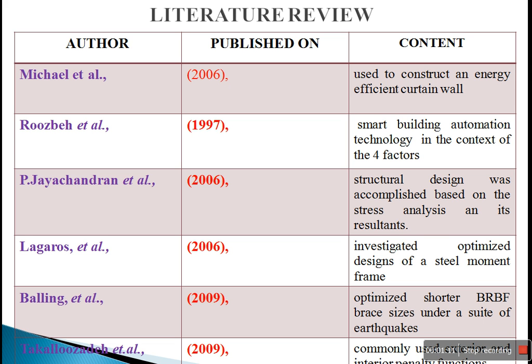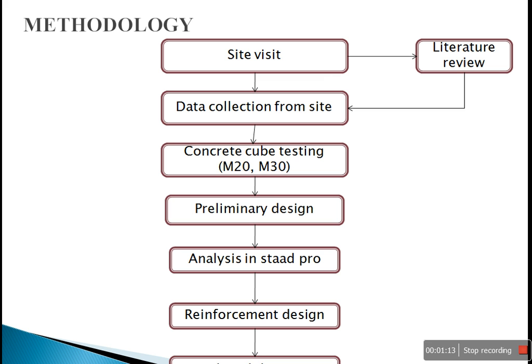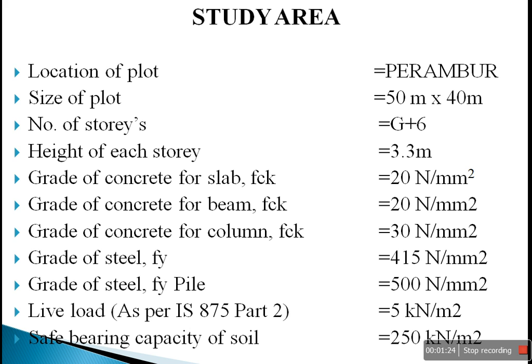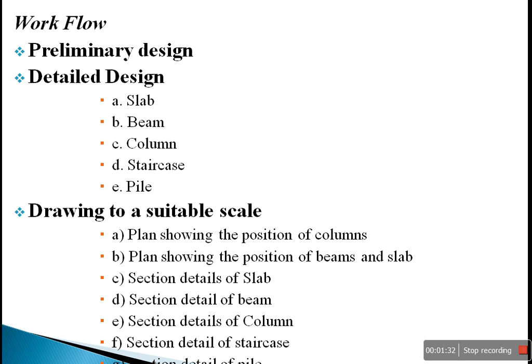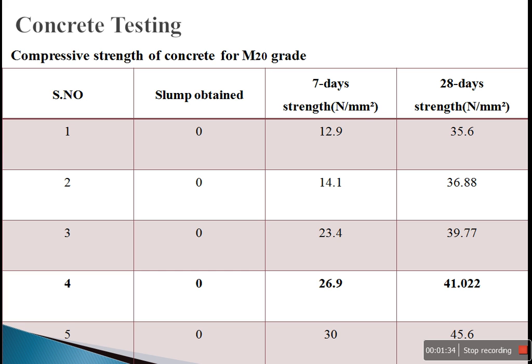Literature review. Methodology. First methodology: site visit, literature review, data collected from site, concrete cube testing, M20, M30, preliminary design, analysis, Staad Pro, reinforcement design and detailing, result and discussion. Study area: location of plot Perambur, size of plot 50 into 40 meter, number of stories G+6, height of the story 3.3 meter. Preliminary design, detailed design: slab, beam, column, staircase.